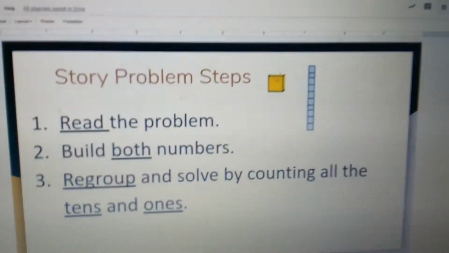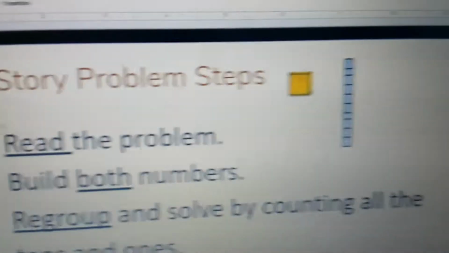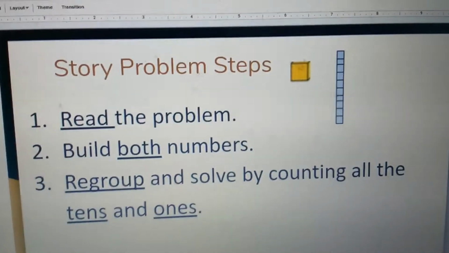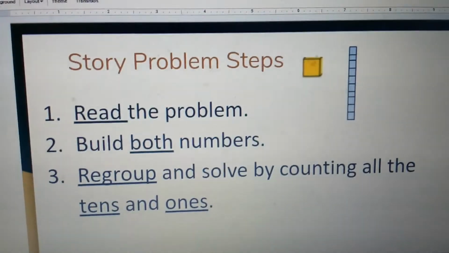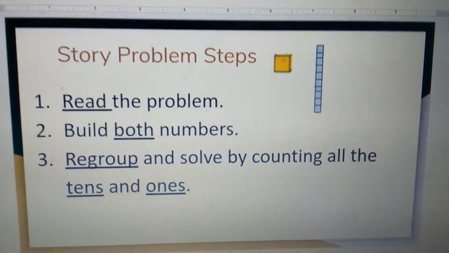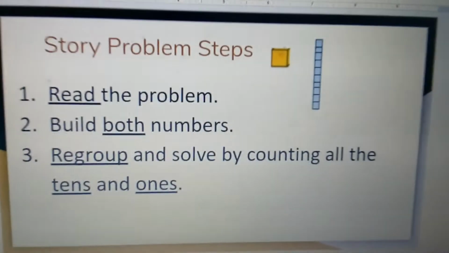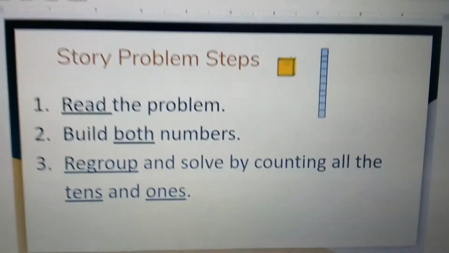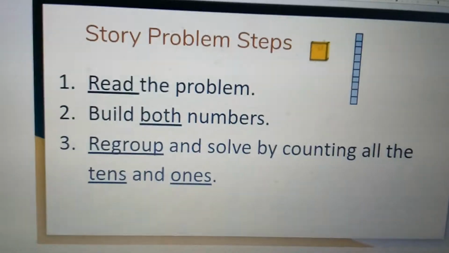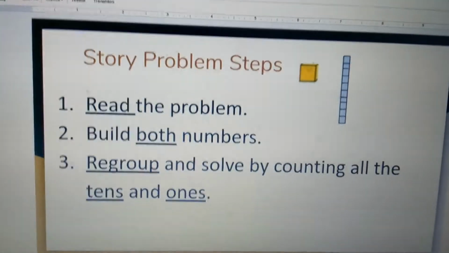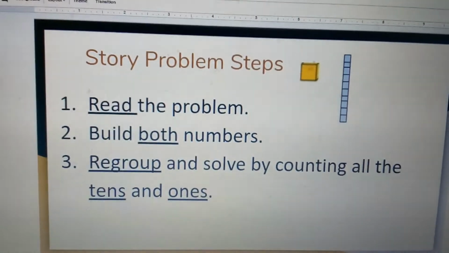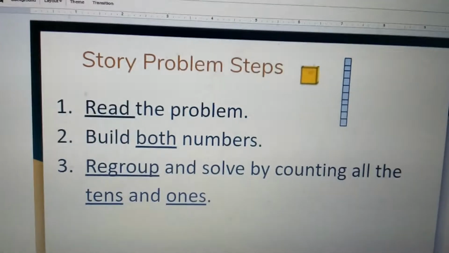How we are going to solve these story problems is that we are going to follow these steps. So the first thing we always do is we need to read the story problem. Our second step is we need to build both numbers in this problem. And finally, step 3, the most challenging, is we need to regroup and solve by counting all the 10s and 1s. Now how we are going to do this lesson is first I'm going to model all 3 of our steps for you. Then you're going to help me solve 2 more problems. At the end of our lesson, you are going to complete 2 exit tickets that are 2 separate story problems.